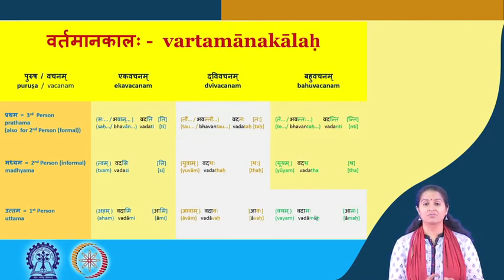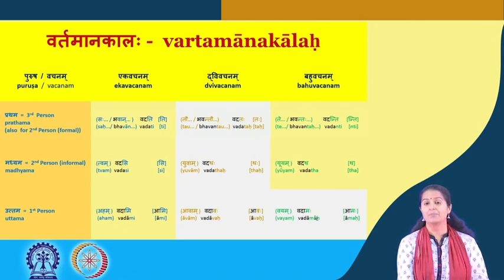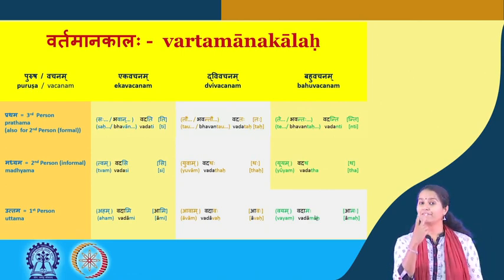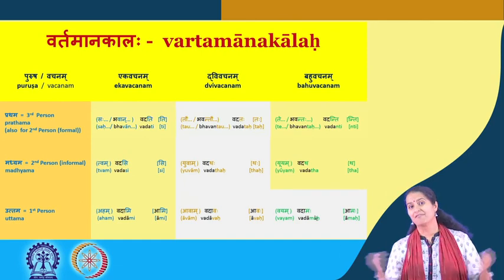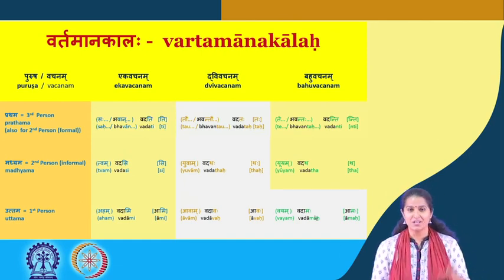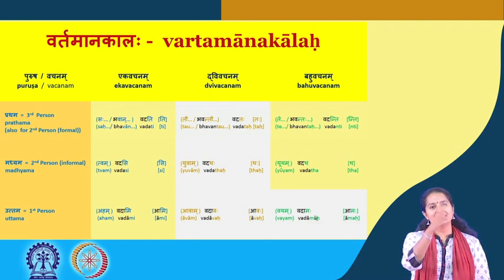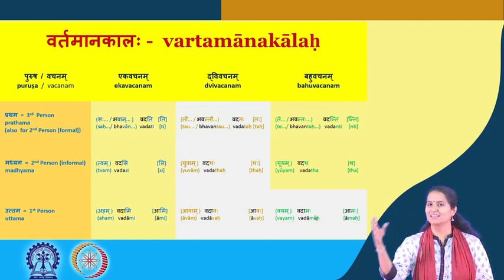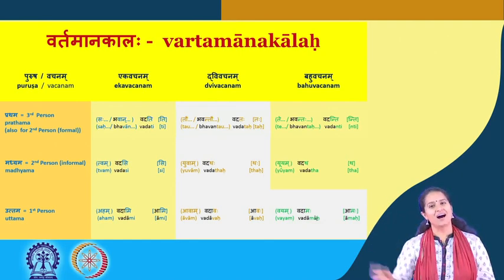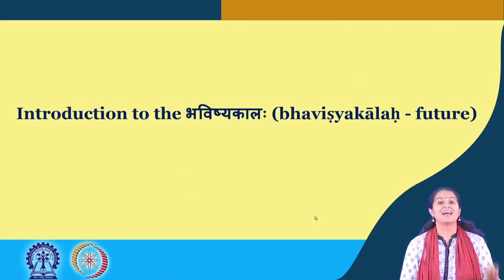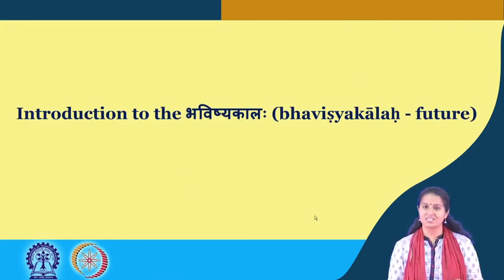Let's do an application of that in a verb grid. So in the present tense we had vadati, vadataha, vadanti. Tvam vadasi, vadathaha, vadatha. Vadami, vadavaha, and vadamaha. Uttamam. So you remember the endings which were ti, taha, anti, si, thaha, tha, ami, avaha, amaha. Uttamam. So I'd like to introduce you to the bhavishya kala or the future.